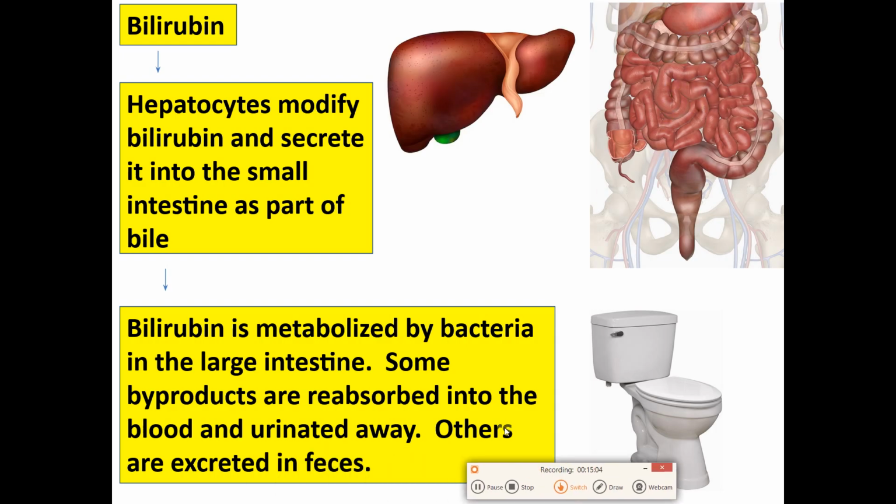Within the intestines, especially the large intestine, bacteria are going to metabolize the bilirubin. Some of the byproducts of bilirubin go back into the blood and get peed away. That's actually the yellowness of pee comes from that. Other byproducts of bilirubin stay in the intestine and become part of poop. Actually, the brown color of poop is due to the bilirubin byproducts in poop. So poop is brown because we're killing millions of red blood cells every second.